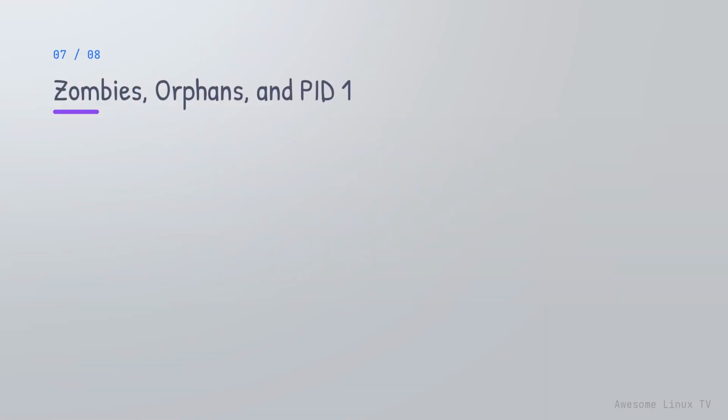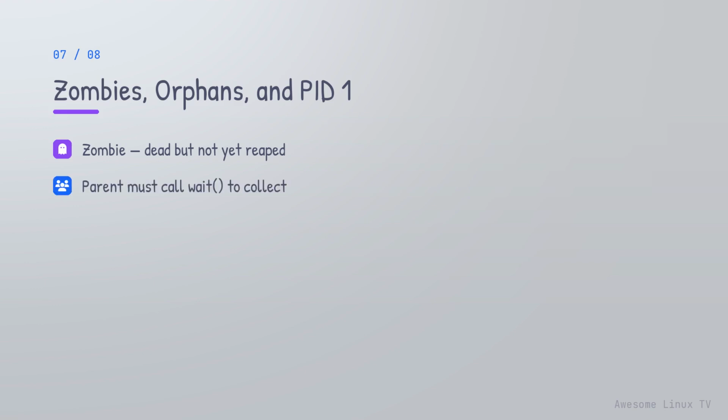A zombie is a process that has finished running but whose parent hasn't called wait yet. It holds almost no resources, just a tiny entry in the process table. Under normal conditions, this lasts only milliseconds. But if a parent is buggy and never calls wait, zombies can accumulate and eventually exhaust the process table. Orphans are the opposite situation. The child is still running, but the parent has already exited. Linux handles this by reparenting orphans to PID 1, which is init or, in modern systems, systemd. PID 1 always calls wait, so orphans get cleaned up reliably. This design means the kernel never has to guess who's responsible for collecting a dead process.